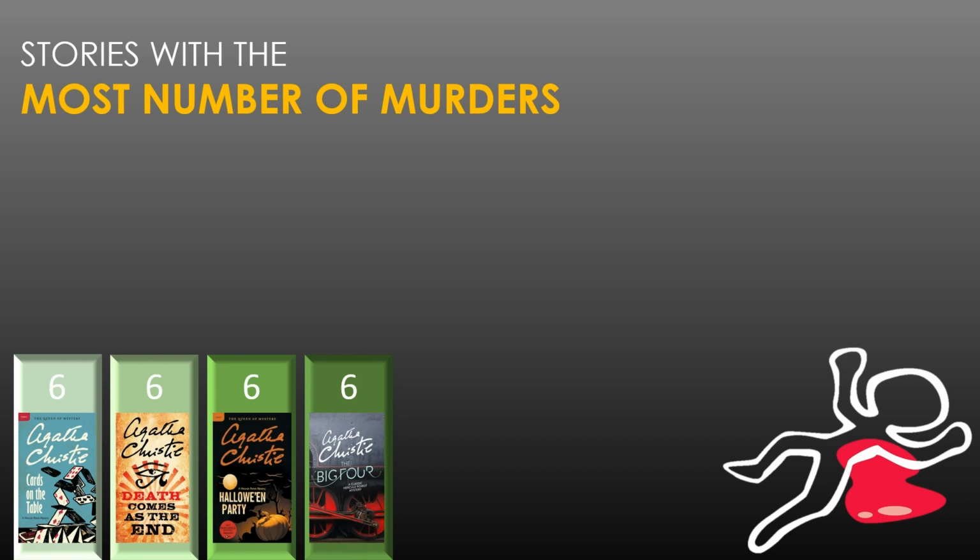While The Big Four primarily focuses on the unraveling of the criminal organization and Poirot's efforts to thwart their plans, there are 6 murders that occur throughout the narrative that serve as crucial elements in the story, highlighting the dangerous and deadly nature of the Big Four's operations.